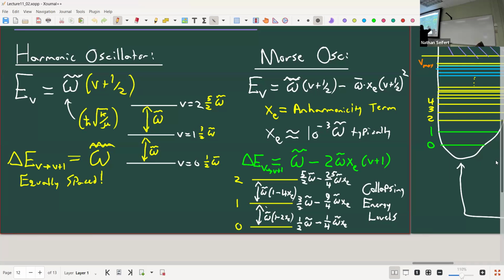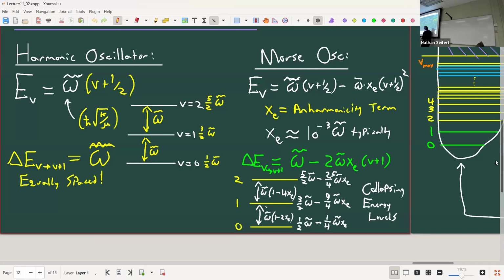So the perturbations due to the fact that it's not harmonic appear at about 1,000 down, if you will, in sensitivity. And you can see that even in the ground state, v is 0, even in the ground state, there's some correction here, 1/4 times omega xe. So all the levels are affected. All the positions of all the levels are affected by the anharmonicity, but it's a small effect. And it gets bigger as you go higher and higher up the ladder. And so you can kind of see this here. Here are the energies for each one of the levels.